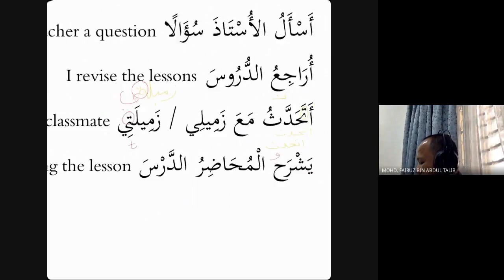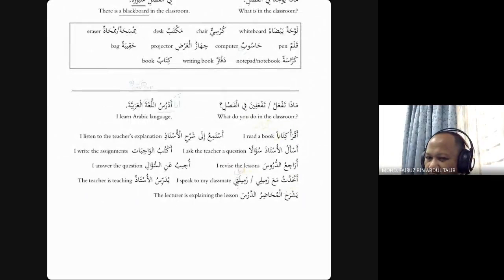All right. Yes, these are some of the verbs that you can use if you are asked the question, Maza taf'alu fil fasli, in the classroom. All right. Yes. Any questions? Alright, no questions?